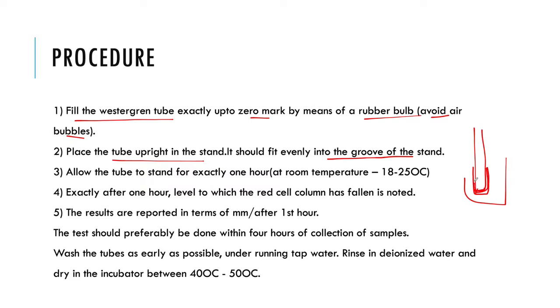Inside the groove of the stand, the tube should stand like this. Allow the tube to stand for exactly 1 hour. This is very important. Exactly 1 hour the tube should be standing there at room temperature of 18 degrees to 25 degrees centigrade. Now exactly after 1 hour, you have to see where the level is. That level you have to measure, that means where the actual level of the cells is.